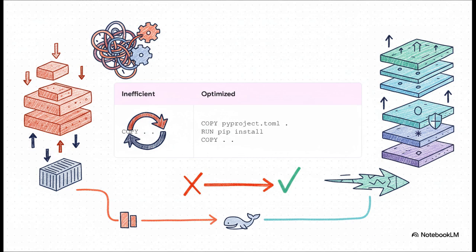But the optimized way on the right is much smarter. First, we copy just the dependency file, then we run the install, and then we copy the rest of our code. Why? Because now, Docker will only rerun that slow installation step if the pyproject.toml file actually changes. This one little trick will make your build so much faster.